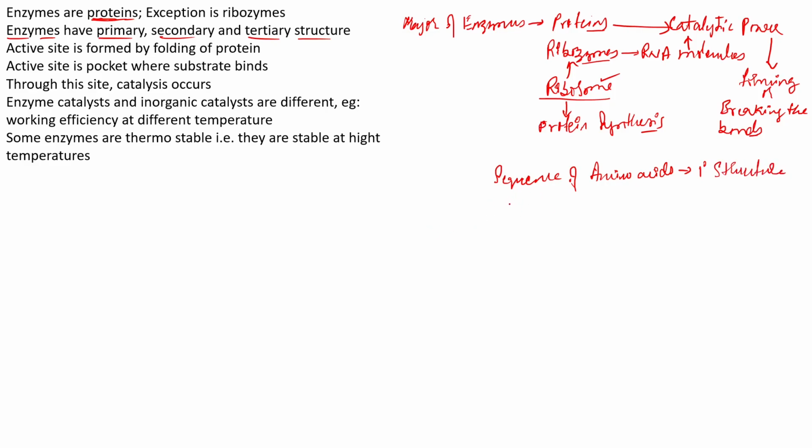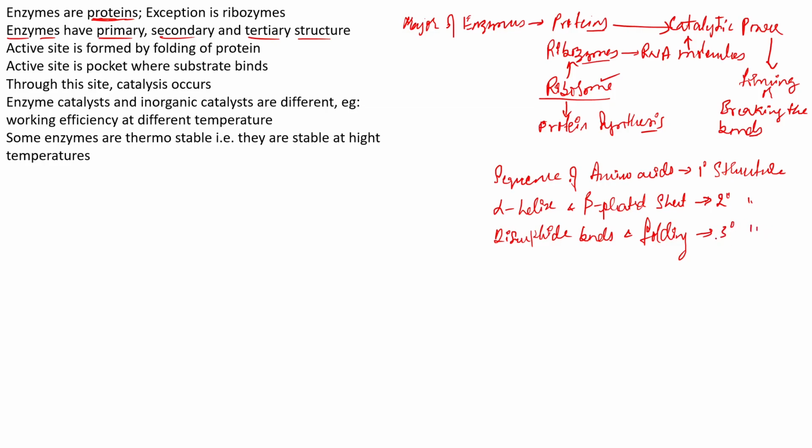However, if we are referring to the alpha helix and the beta pleated sheets, a sheet-like arrangement of the amino acids, then we are referring to the secondary structure. And if we are referring to the formation of disulfide bonds, and also the folding of the peptide or protein, then it is called what? Tertiary structure, right?